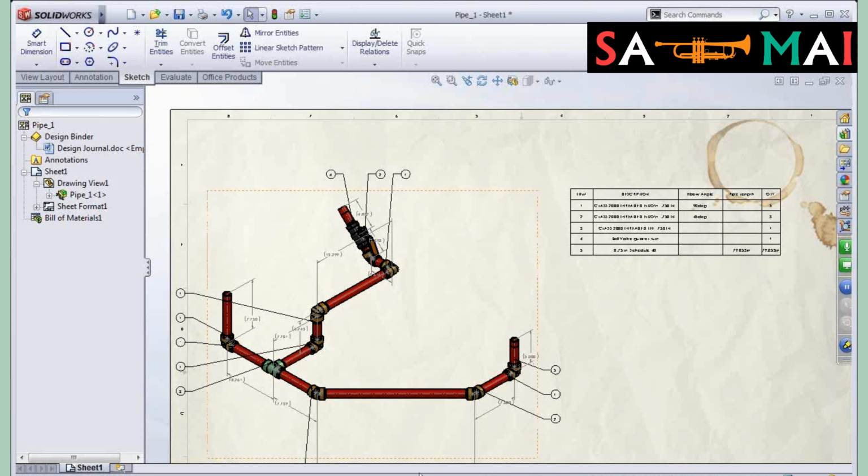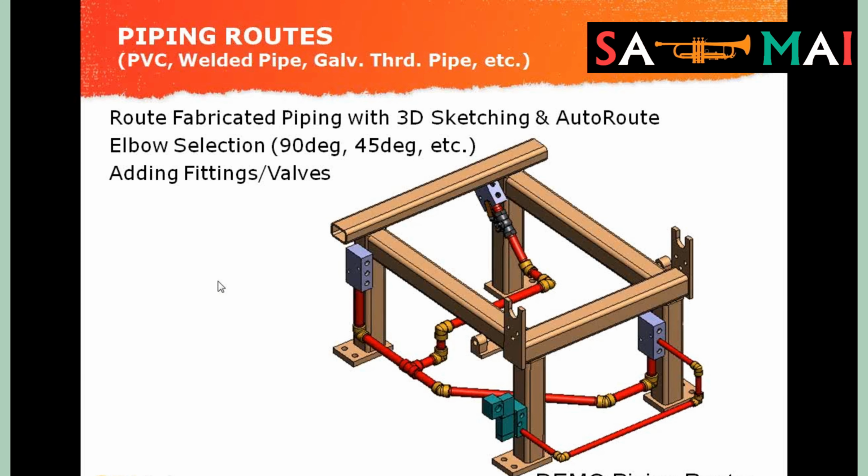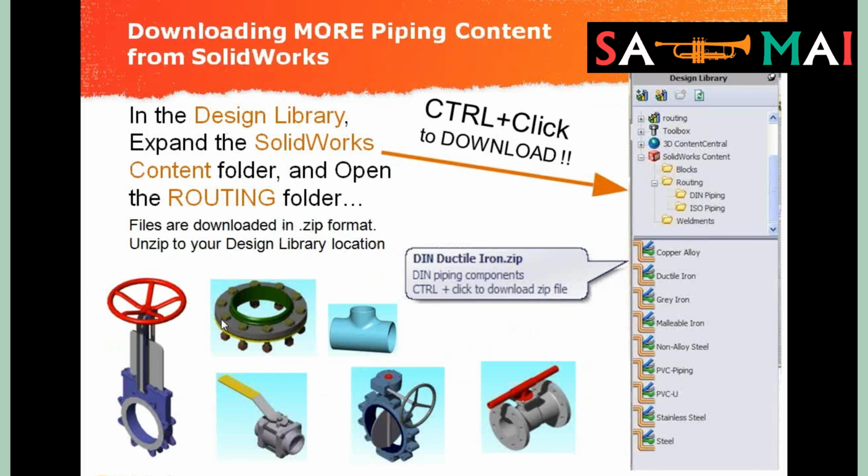So that's the piping. A couple more slides here, and then we'll wrap it up with some questions if you have any. So I showed you there is some stuff that comes with SOLIDWORKS in the design library. You can actually download a whole lot more stuff right from SOLIDWORKS. It doesn't come with SOLIDWORKS just so that it all fits on the DVD is the reason we've been told, but you can go and download it.